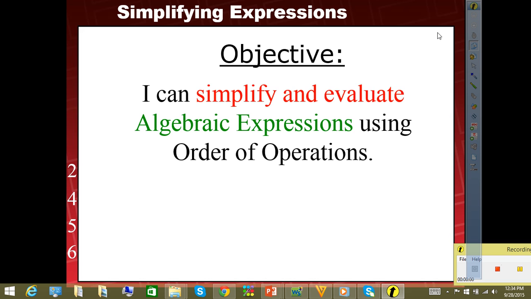Our objective: I can simplify and evaluate algebraic expressions using order of operations. Read together. One, two, three. I can simplify and evaluate algebraic expressions using order of operations.